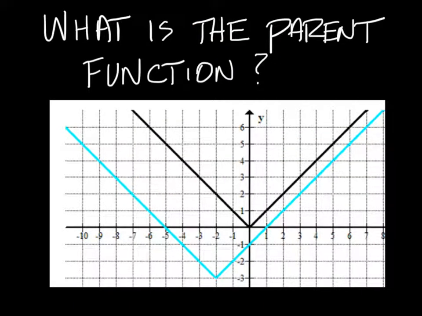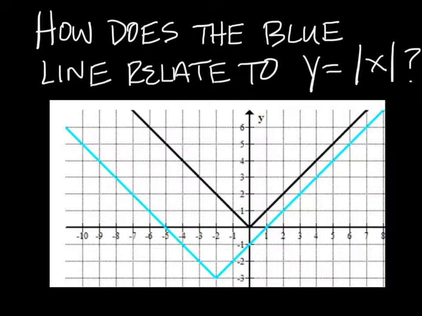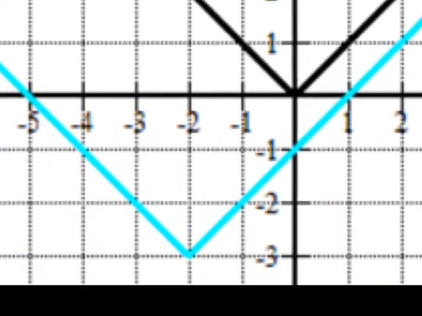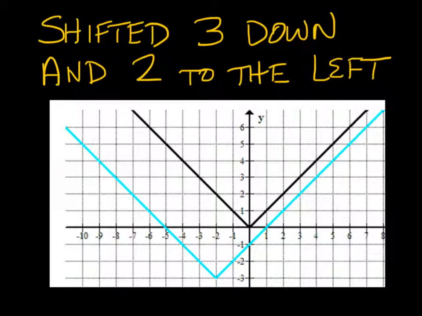What is the parent function in this case? The black one, right. And it's y equals the absolute value of x. So what has happened to this parent function in order to get it down to here? How has it moved? It's gone down 3 and to the left 2. That's right. Shifted 3 down and 2 to the left.